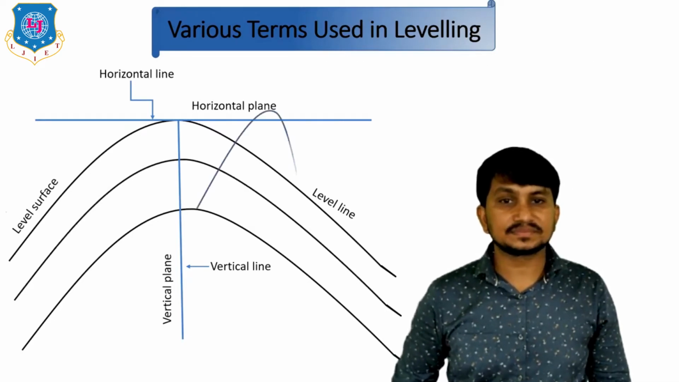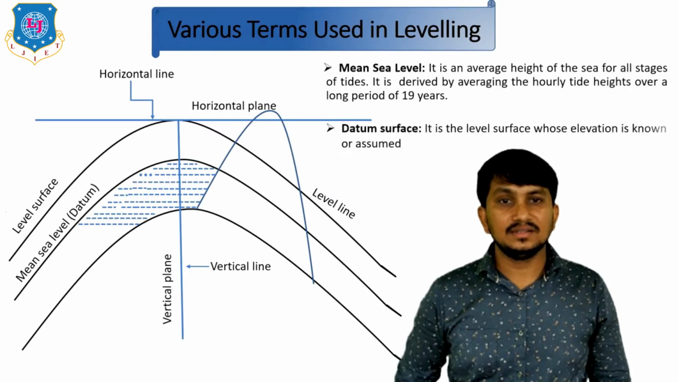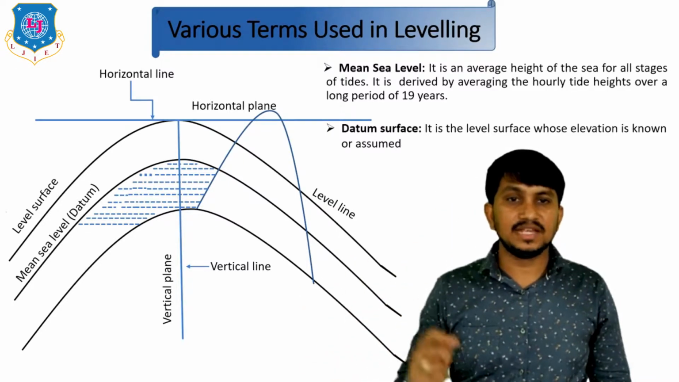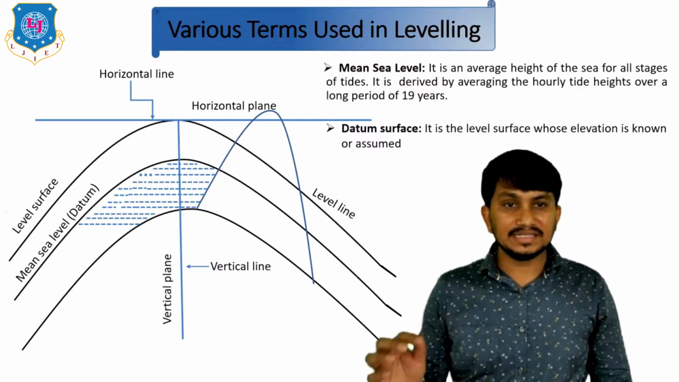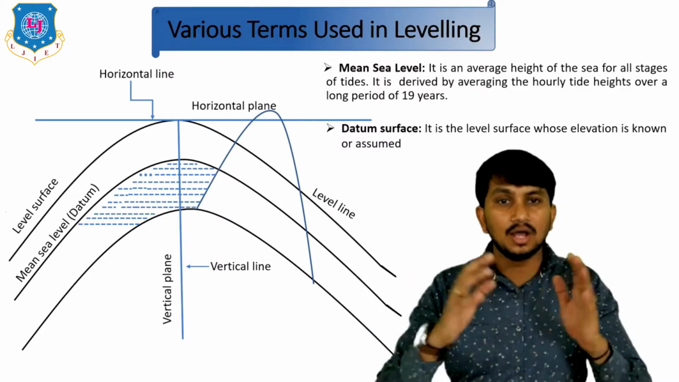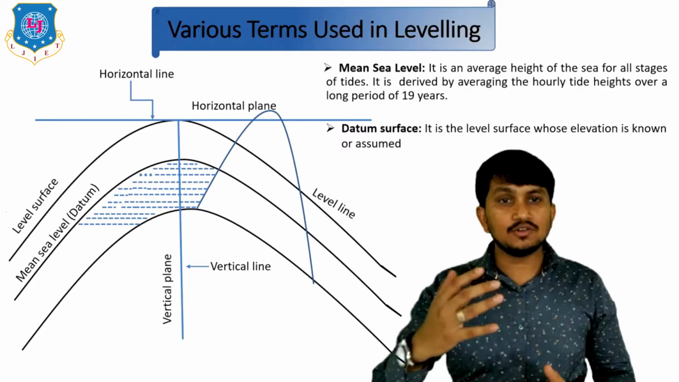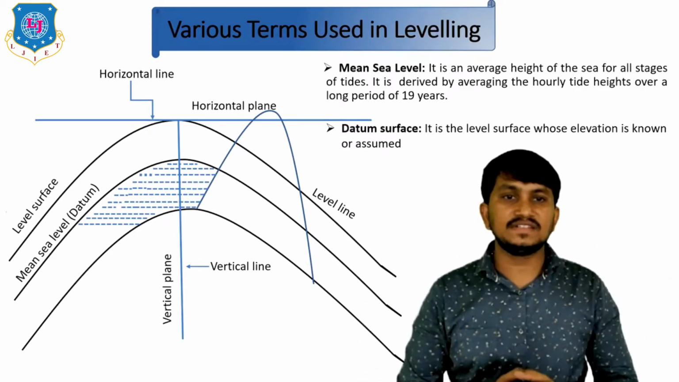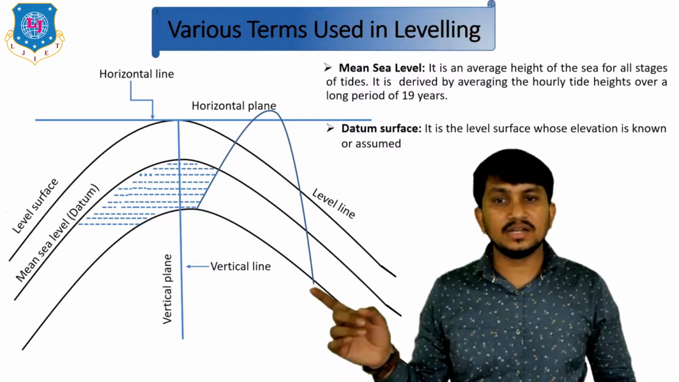Next is mean sea level and datum surface. This is the mean sea level, as you can see in this figure. It is an average height of the sea for all stages of tides. It is derived by averaging the hourly tide heights over a long period of 19 years. This is called mean sea level.